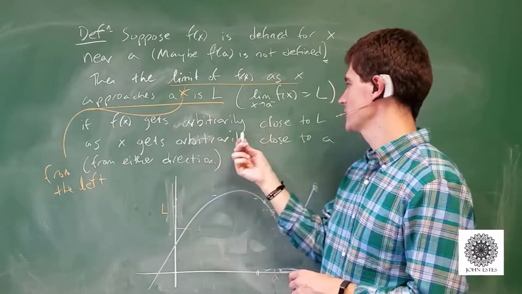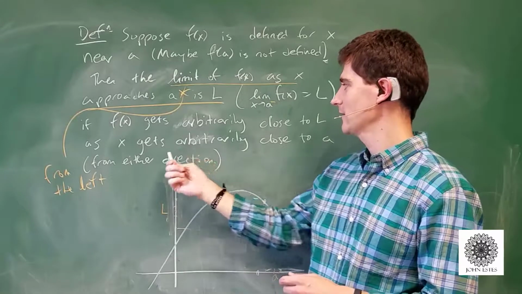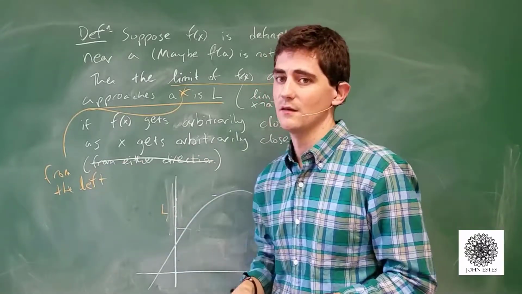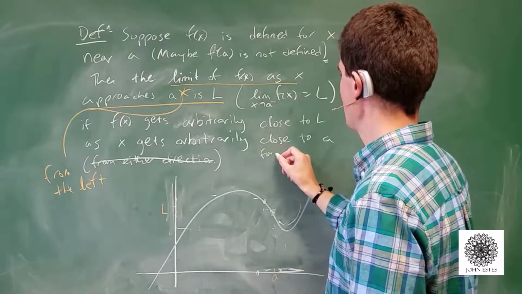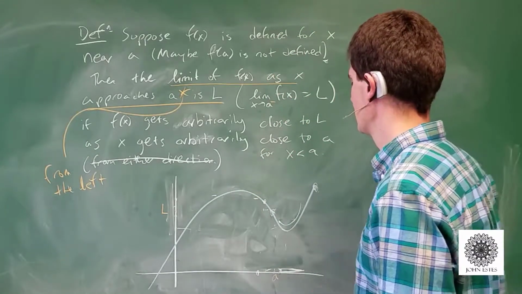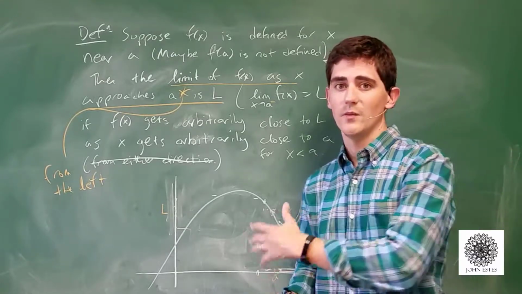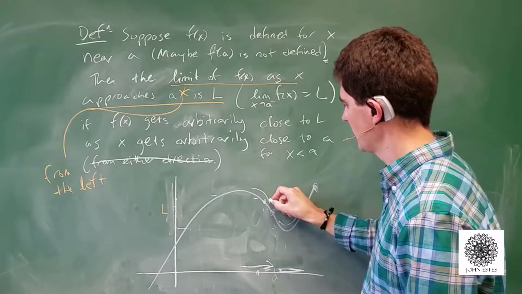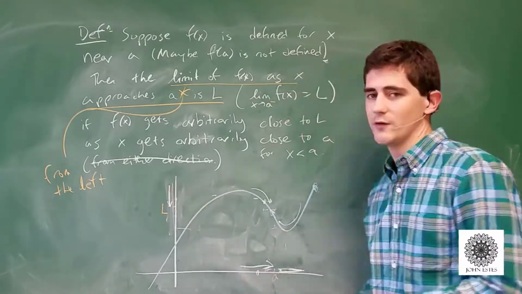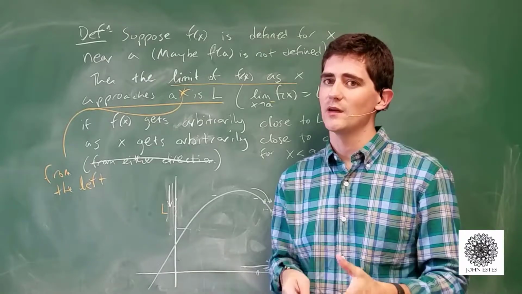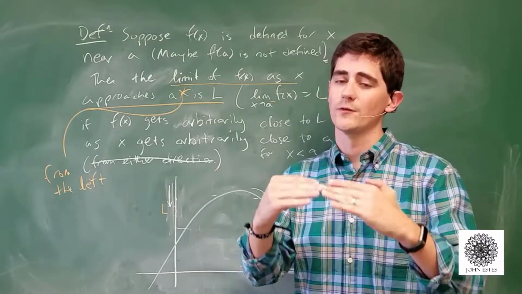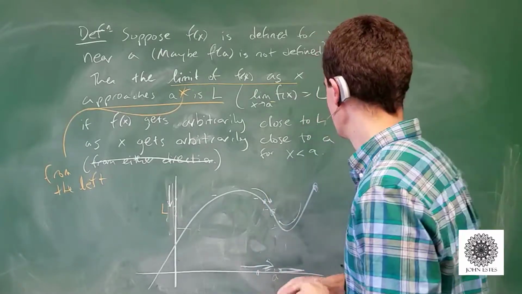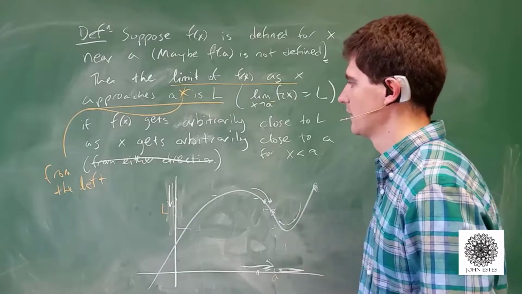If f of x gets arbitrarily close to L, as x gets arbitrarily close to a, this time not from either direction, but for x values less than a. So what this means on the picture is as I'm getting closer to a just from this one direction, what is my height doing from that one direction? Okay, so it's just the limit concept, except you're not having to approach from both directions this time. Your table only has to have one column, not two. And so we're just considering what's going on from that direction.